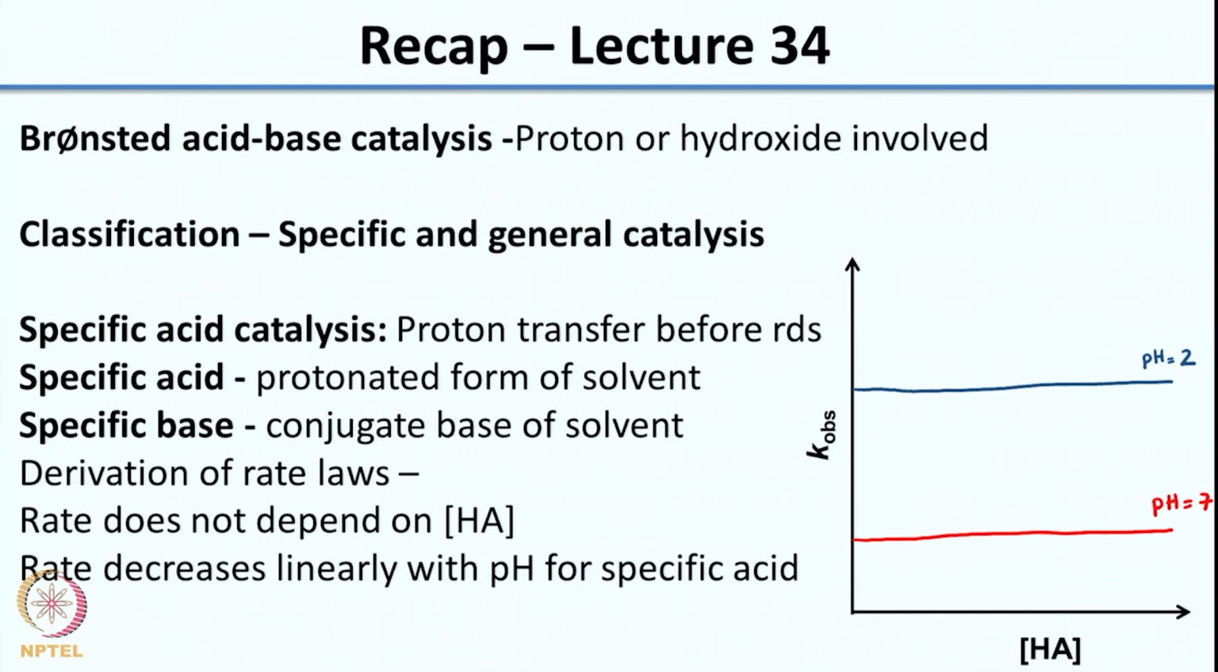So in specific acid catalysis, the main thing you need to remember is that proton transfer occurs before the rate determining step. So in other words, proton transfer is pretty fast and is not the rate determining step. It happens before the rate determining step. And then why is it called specific acid or specific base? The reason being that you can put whichever acid you want in the solvent, but what catalyzes it, or the kinetics, essentially depends on the protonated form of the solvent for specific acid and the conjugate base of the solvent for specific base.